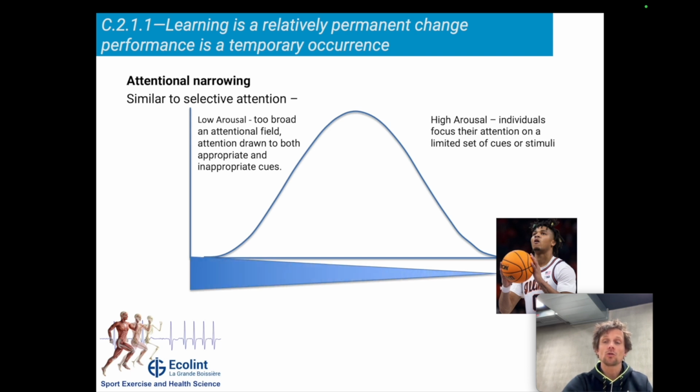However, it's not always the case that the higher the level of arousal, the better the focus or attention, because it can be negative if we become fixated on single cues or a small number of cues that aren't actually relevant, or we start becoming fixated on internal thoughts and self-doubt and worry. So our performance can actually decline with higher levels of arousal.